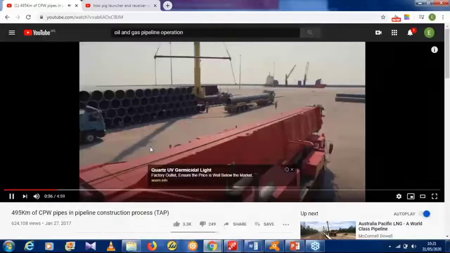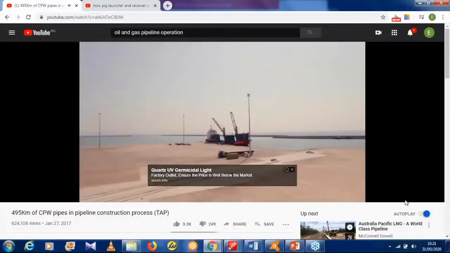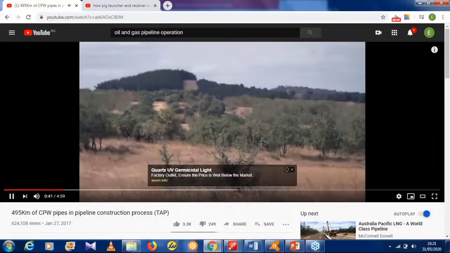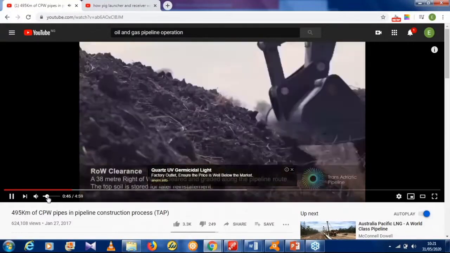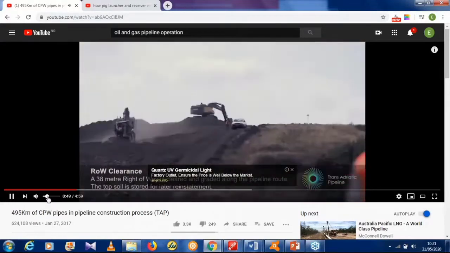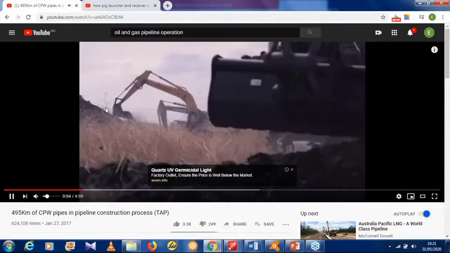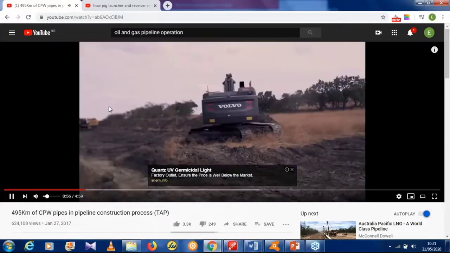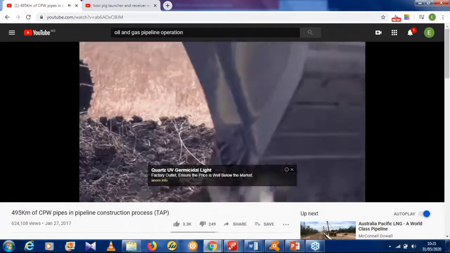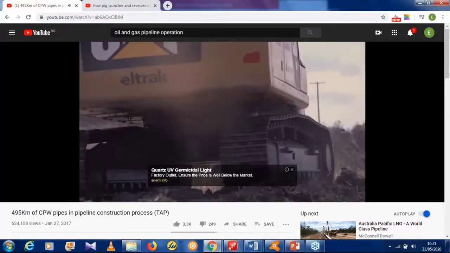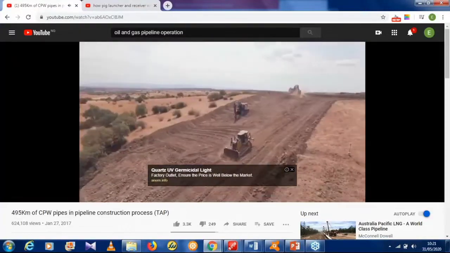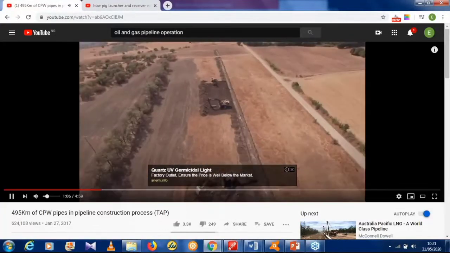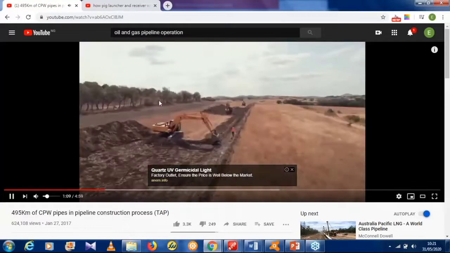Now, let me reduce the volume. This is showing us the way pipelines are laid and constructed. Look at what's called the right of way, the area through which the pipeline is going to run. Before pipes are laid, first of all, you create the path through which they are going to run.